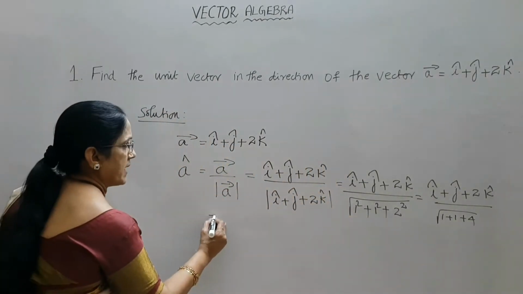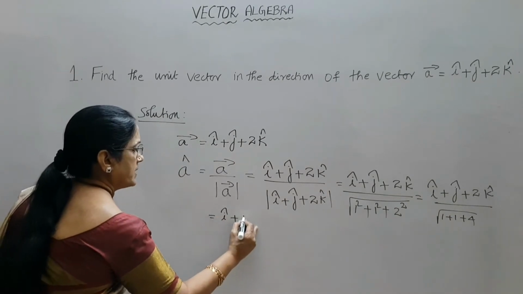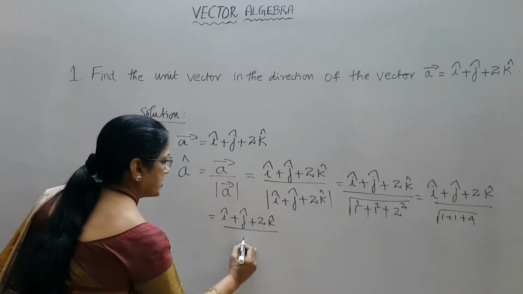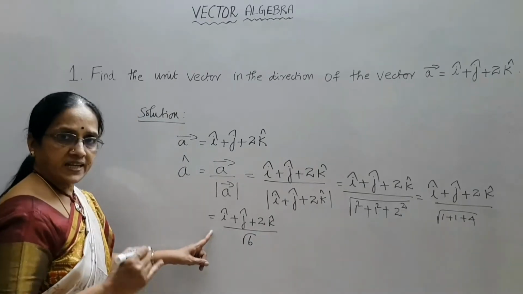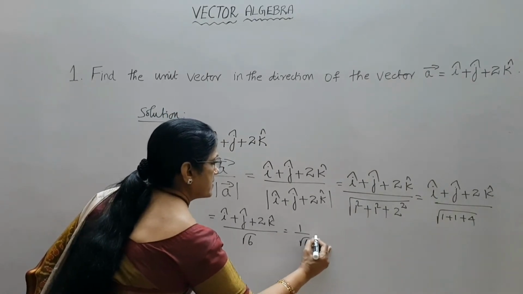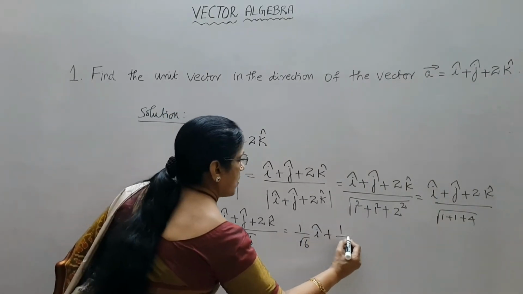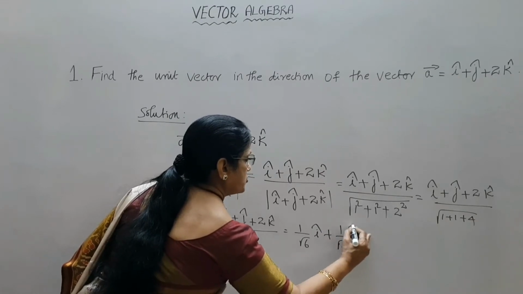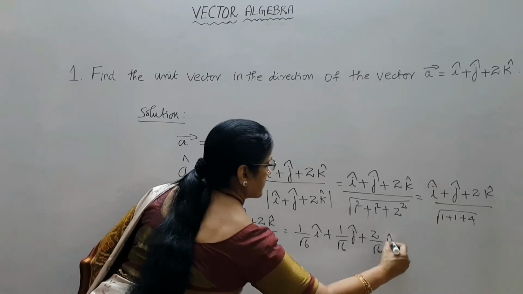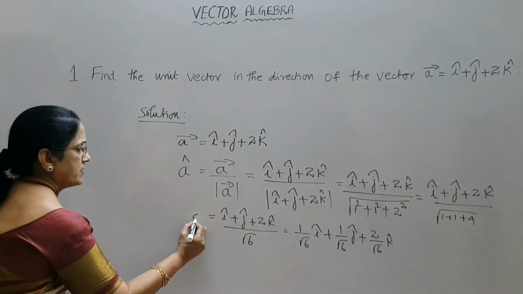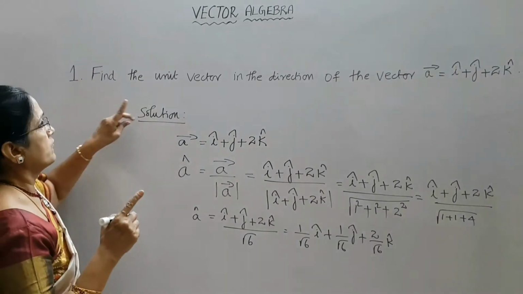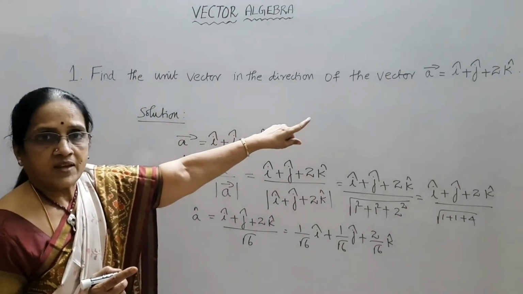So this is nothing but i cap plus j cap plus 2k cap by root 6, which in turn can be written as 1 by root 6 i cap plus 1 by root 6 j cap plus 2 by root 6 k cap. So this will be your unit vector A cap along the direction of the given vector A.